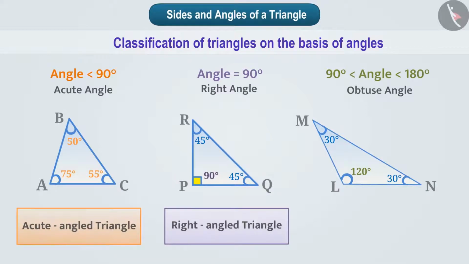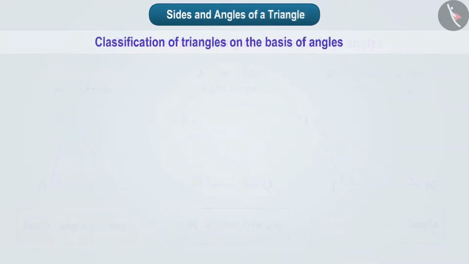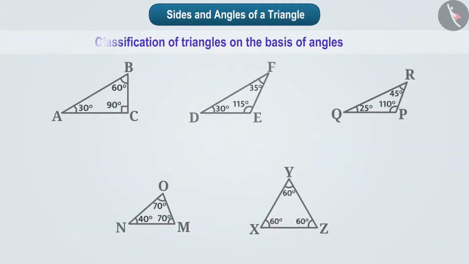Keep in mind, the right angle is represented this way. Similarly, a triangle with an angle greater than 90 degrees but less than 180 degrees is called an obtuse angled triangle. Now, will you be able to classify the given triangles based on angles? Try it.